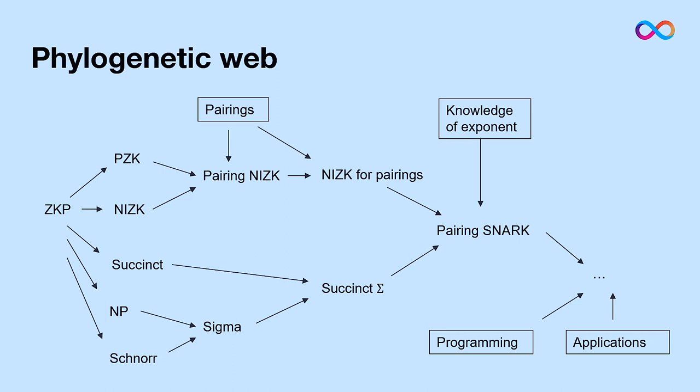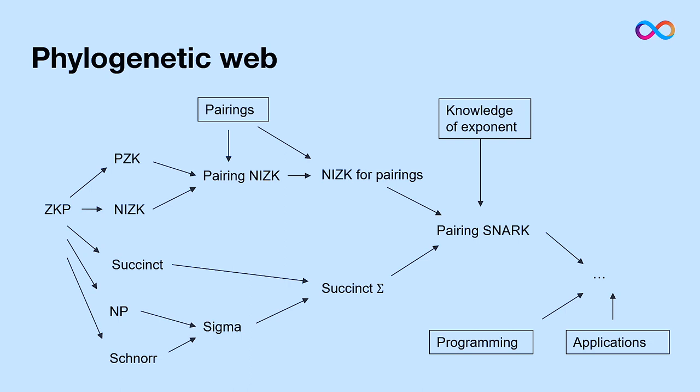And pairing-based non-interactive zero-knowledge proofs really started from this question of combining non-interactive zero-knowledge and perfect zero-knowledge. Can we get both of them? And it turned out that if we use pairings, yes, you can do that. And then the next question was, can you get something for an efficient language? So this was pairing-based non-interactive zero-knowledge, non-interactive zero-knowledge for pairings.